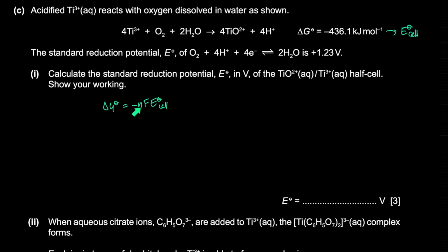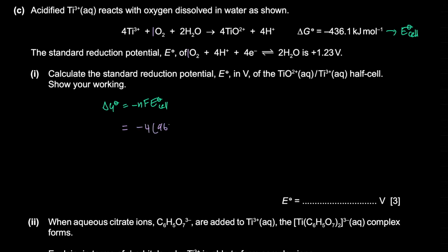Now, n represents the number of moles of electrons being exchanged. If you look at the overall equation, you have 1 mole of oxygen, and in the half equation they've given us, we also have 1 mole of oxygen. So the half equation is already balanced for us. In our reaction, oxygen is gaining 4 electrons, and therefore Ti3+ will be losing 4 moles of electrons. So the number of moles of electrons being exchanged is 4.